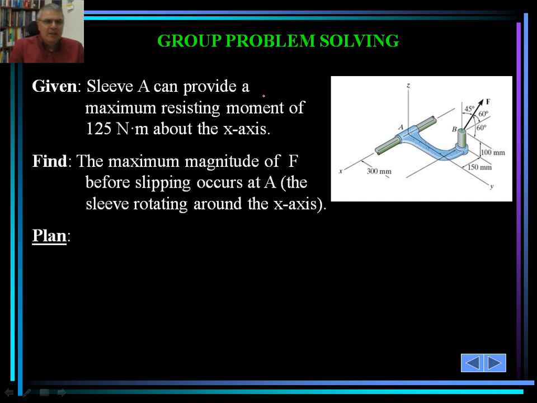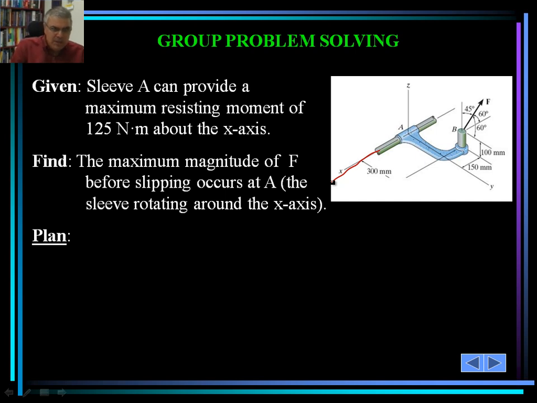We have sleeve A, which can provide a maximum resisting moment of 120 Newton meter about the x-axis. The maximum magnitude of F before slipping occurs at A is what we need to find out. So knowing that we would like to find the resisting moment about the x-axis and knowing the given value of the force, we should not have any problem knowing the magnitude of the moment.